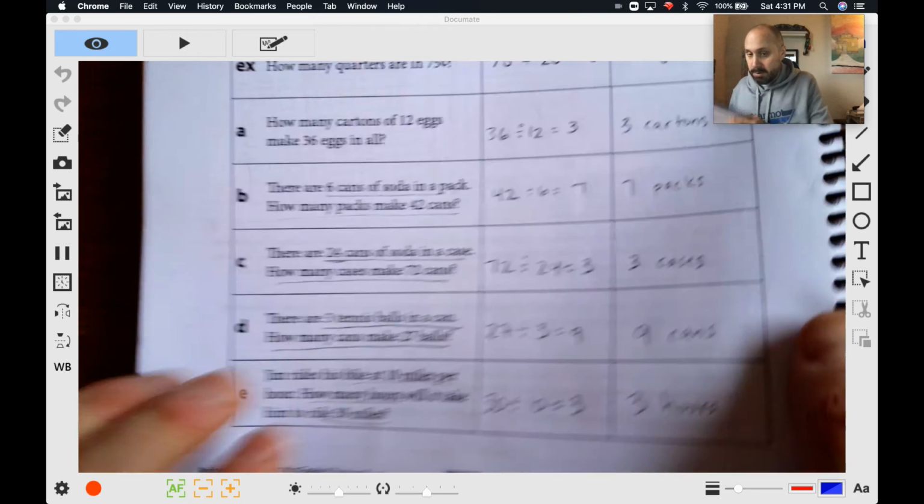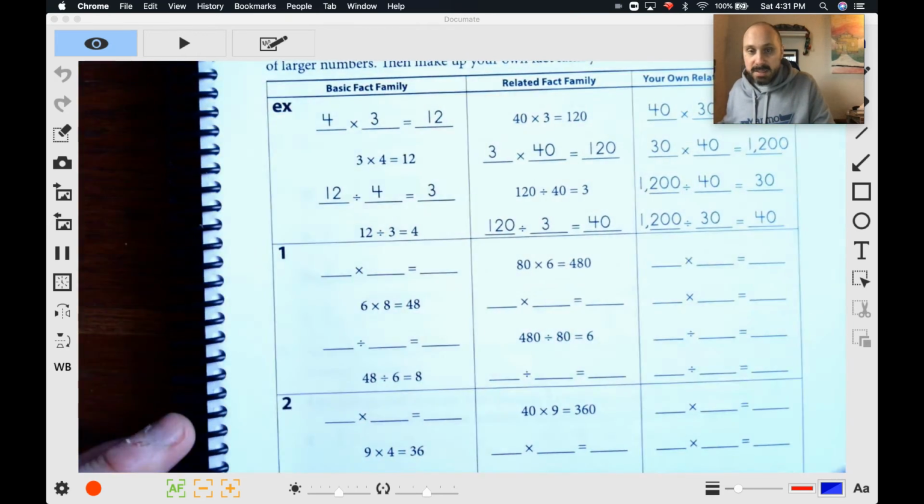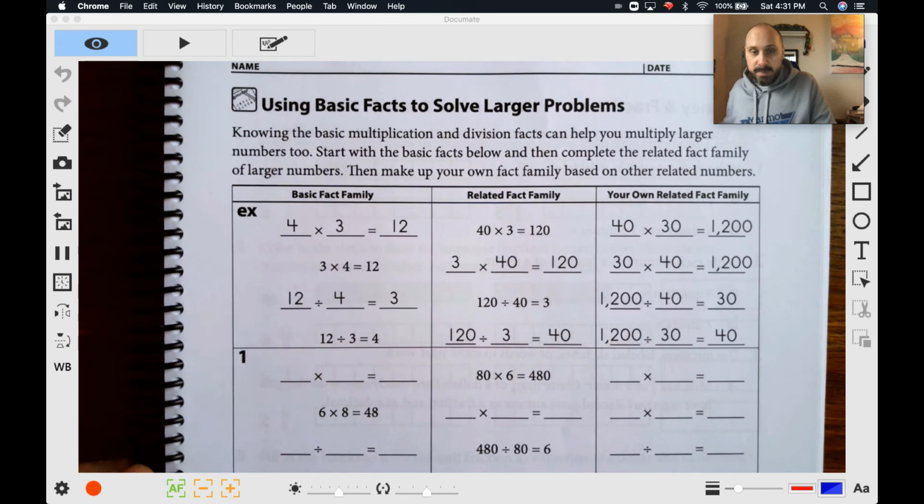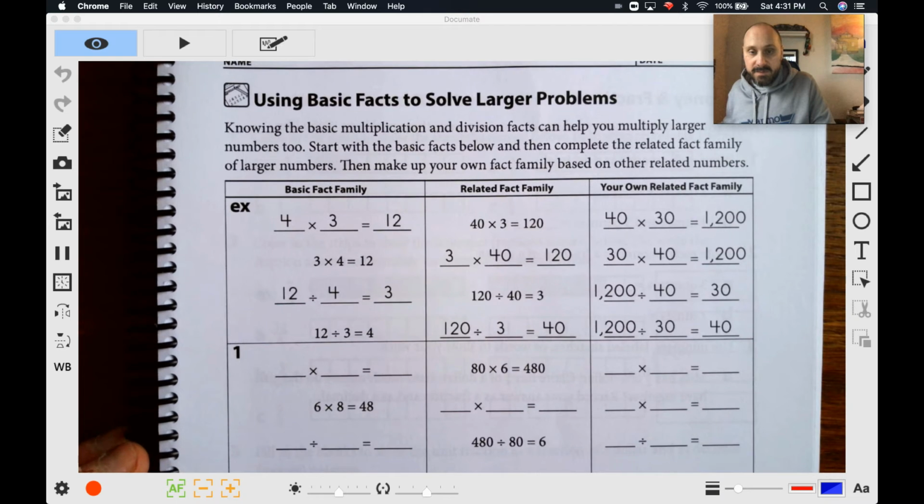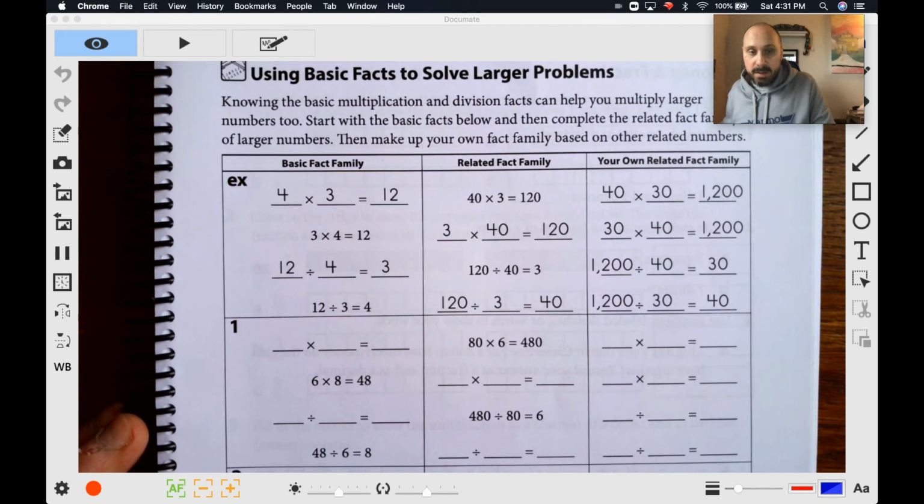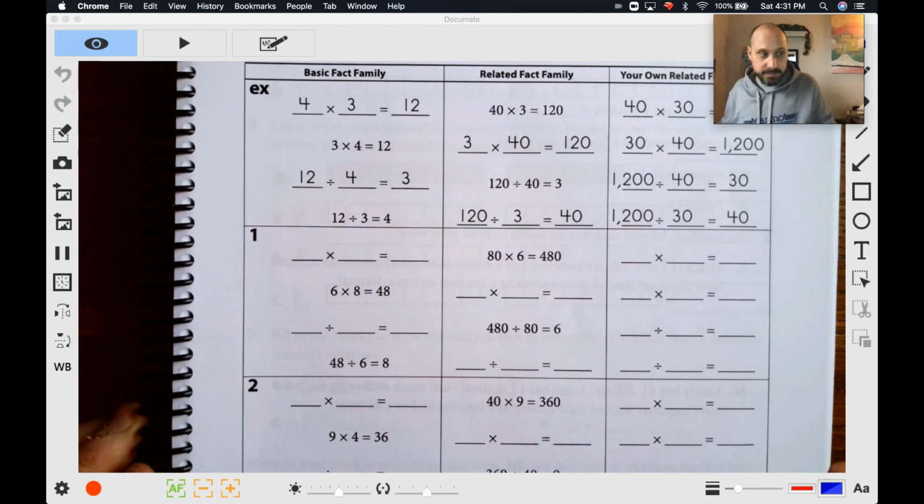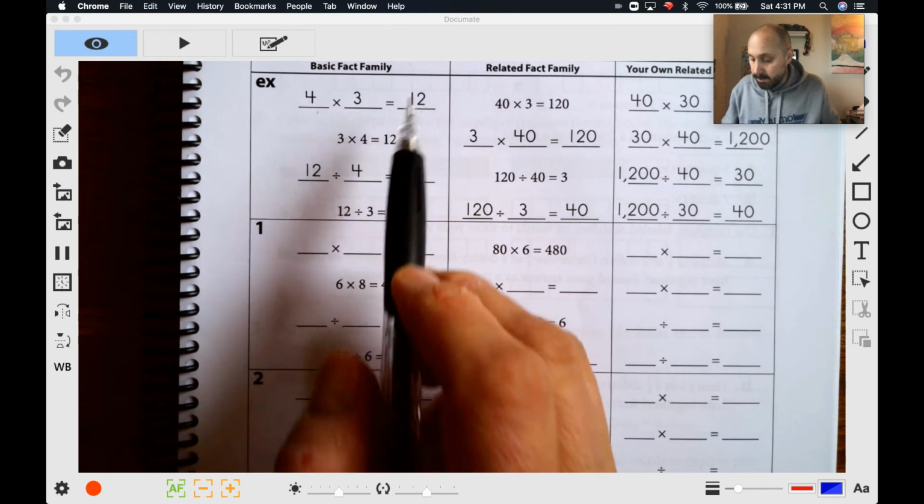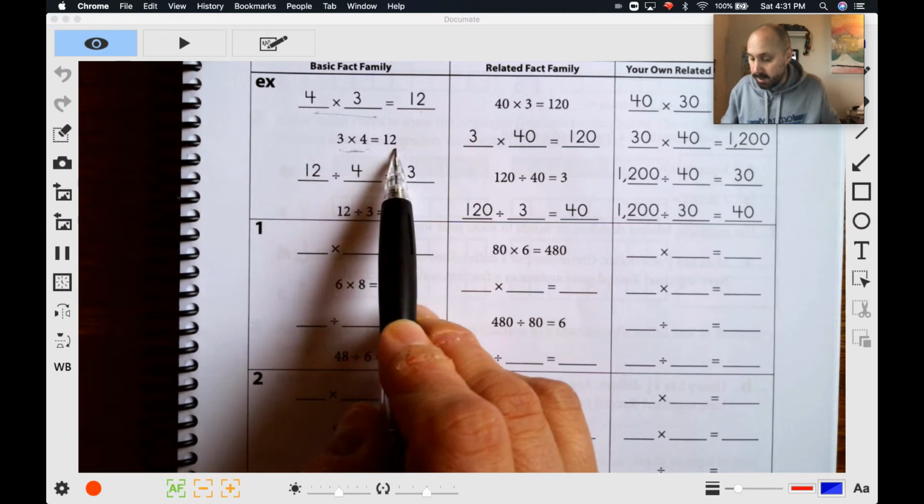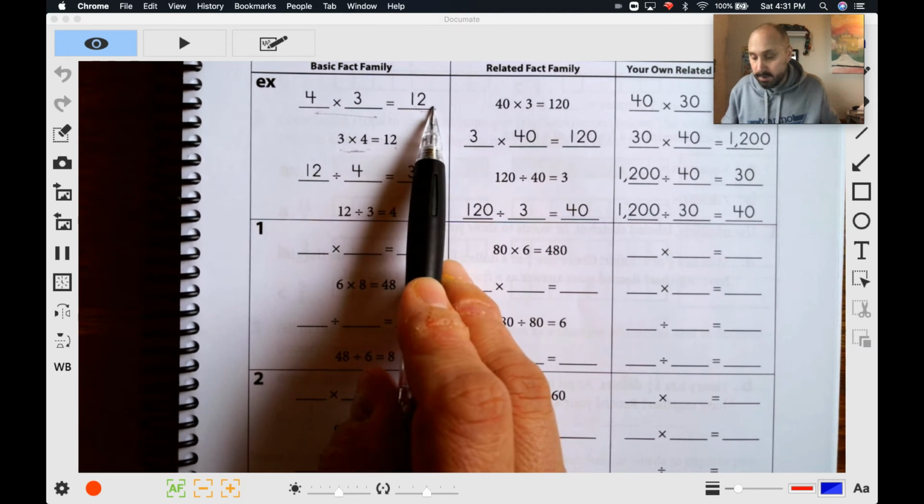All right, page 31 now. I'm going to keep moving. So this side says knowing the basic multiplication and division facts can help you multiply larger numbers too. Start with the basic facts below and then complete the related fact family of large numbers. Then make up your own fact family based on the other related numbers. Okay, so for this one, the example shows 4 times 3 is 12. Backwards is 3 times 4 is 12. Using our area, or the number that we know at the end of the product, we put that first.